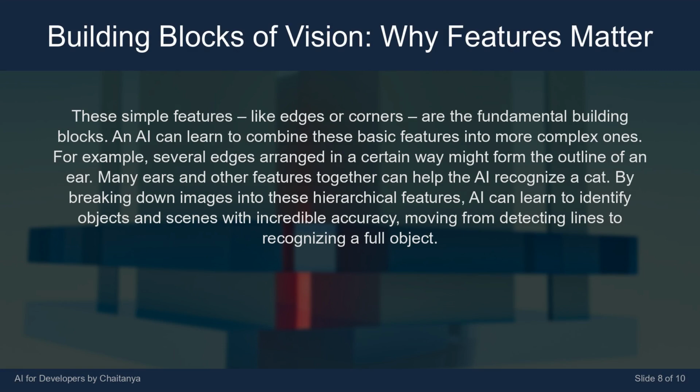These simple features, like edges or corners, are the fundamental building blocks. An AI can learn to combine these basic features into more complex ones. For example, several edges arranged in a certain way might form the outline of an ear. Many ears and other features together can help the AI recognize a cat. By breaking down images into these hierarchical features, AI can learn to identify objects and scenes with incredible accuracy, moving from detecting lines to recognizing a full object.